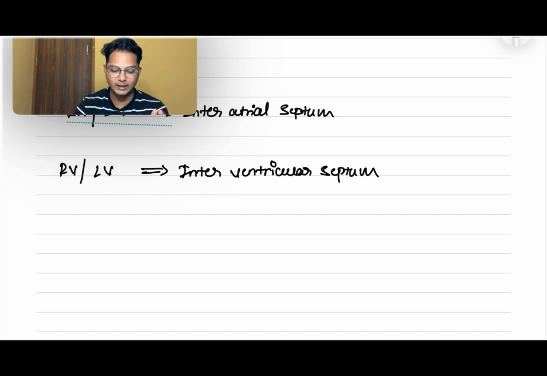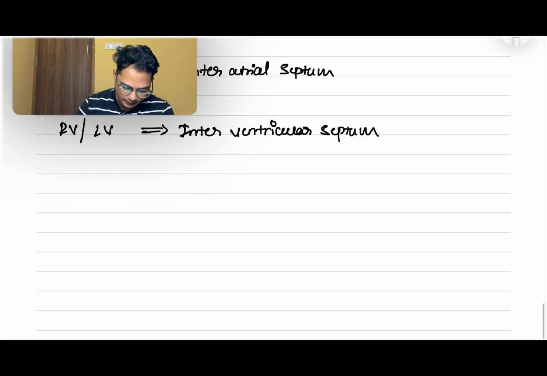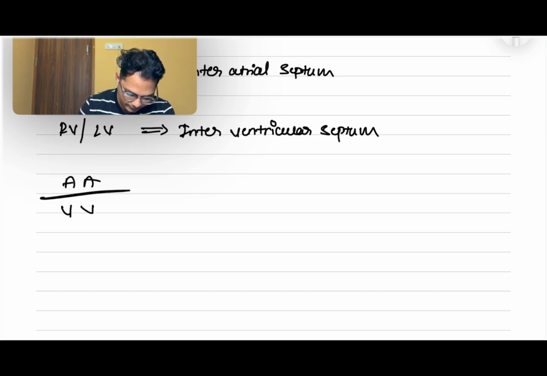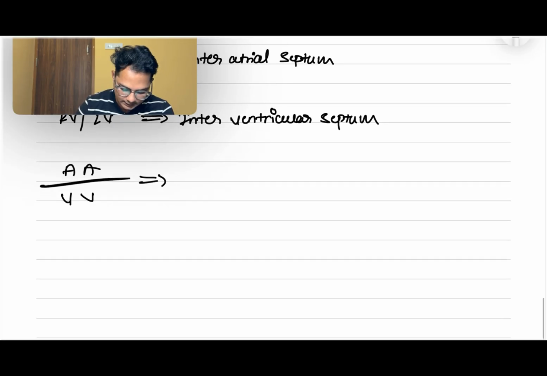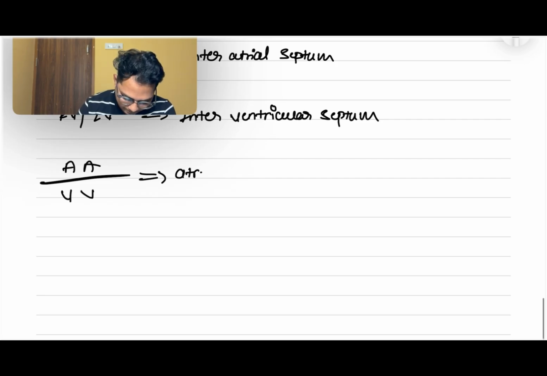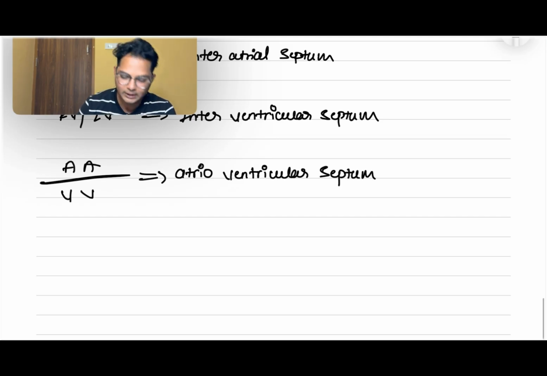So now we learned about separation of auricles and separation of ventricles. Now we should also know that there is one more septum which divides the auricles on one side and the ventricles on the other side, and this is called as atrioventricular septum.